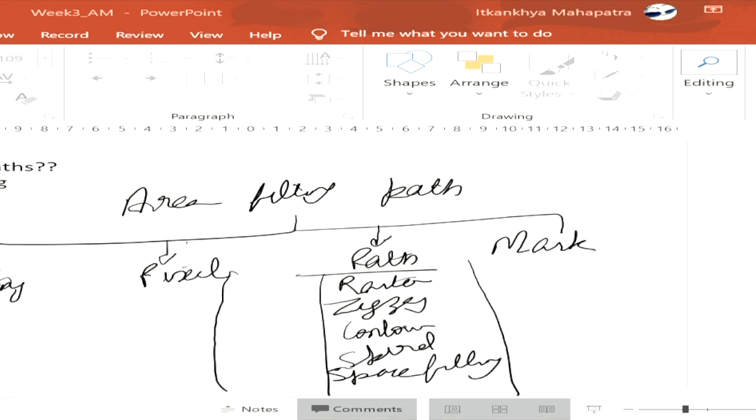Now we'll discuss the different area filling tool paths in the following question. Area filling tool paths in the context of computer design, CAD or CAM, are used to fill regions of a shape with materials or patterns. The different paths have different distinct advantages depending on specific requirements of the manufacturing process and the desired outcome.